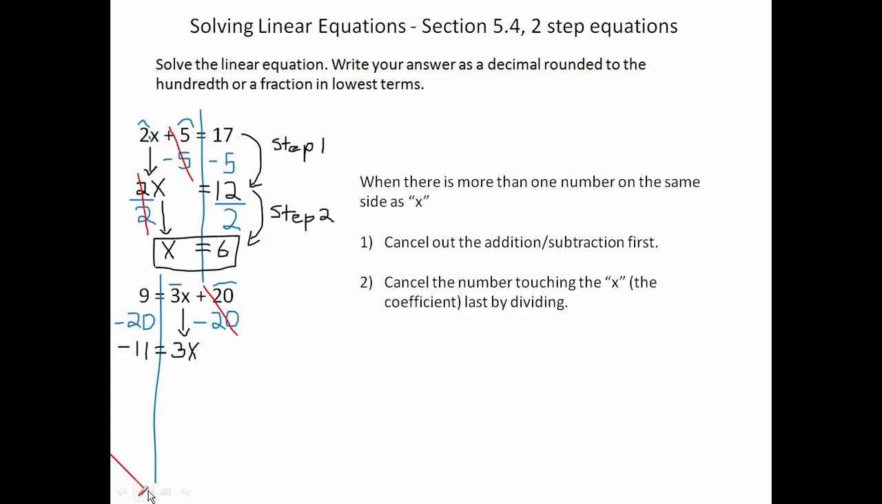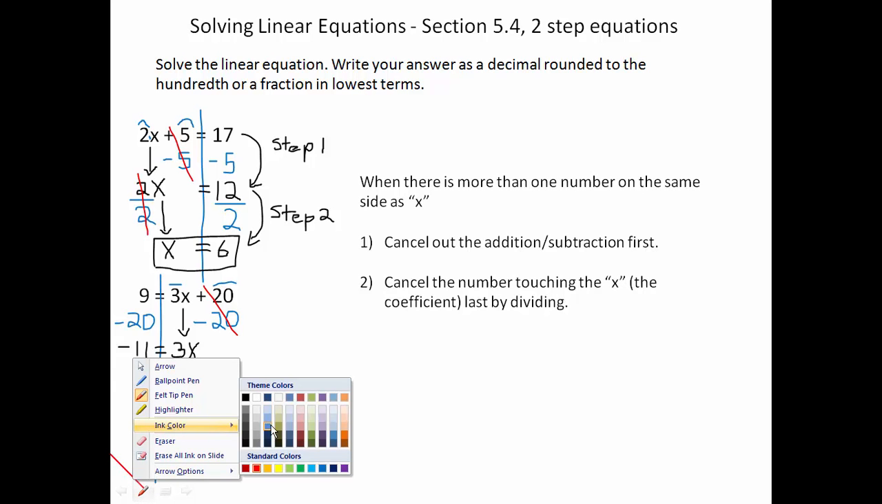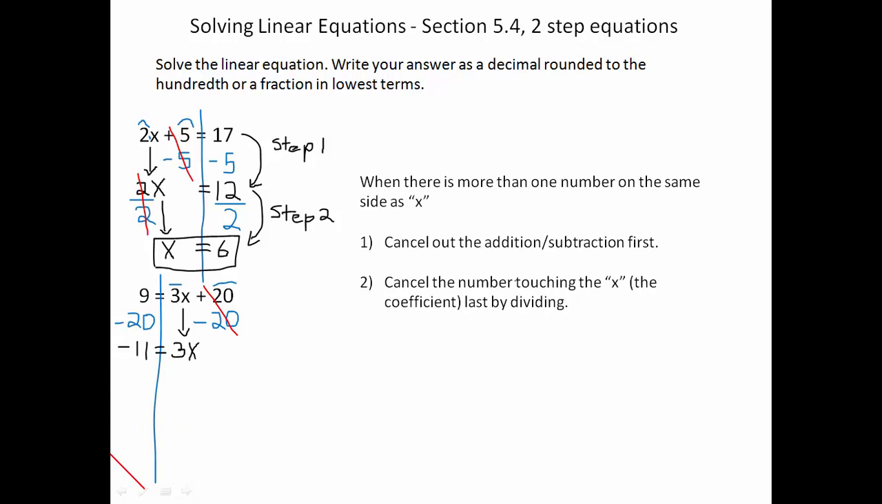Alright, so my last step, I'm going to take a look at the coefficient, the number that's touching the x, and that number that's touching the x is really being multiplied with x. That 3 that's touching the x is 3 times x, and so I'm going to have to cancel that out with a division. So just like before, we'll use a fraction bar to indicate division, and I'll write that divided by 3 underneath on both sides.